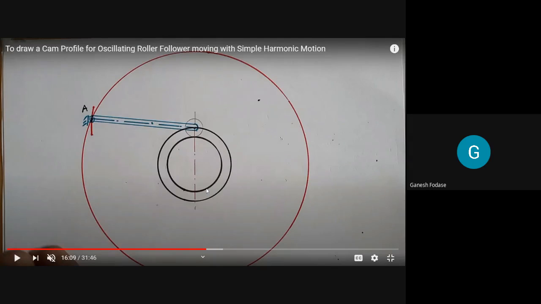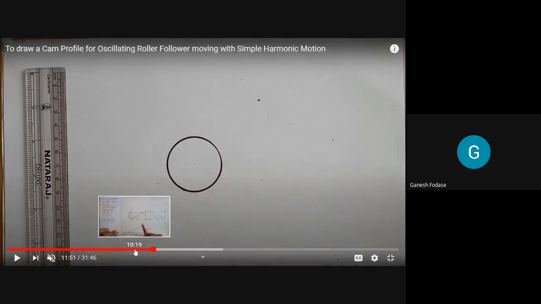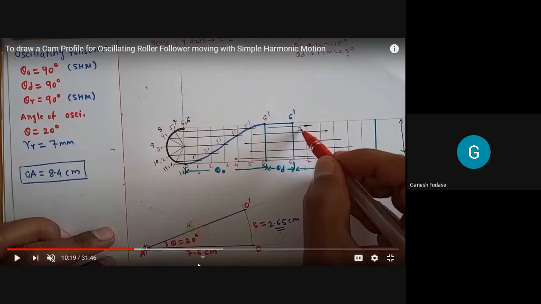In order to find S, we have to use the follower arm length. That is nothing but the distance between fulcrum center and roller center, and it is given as 7.6. You can see here it is also taken as 7.6 centimeter. That is nothing but the arm length. Is it clear? Yes, sir. So use that follower arm length to get the distance.